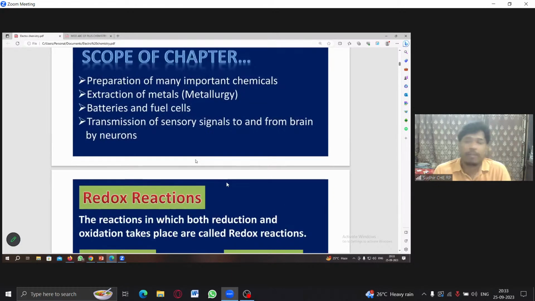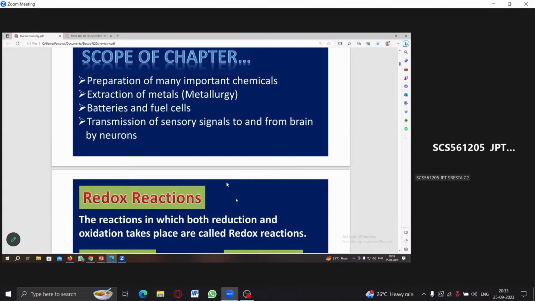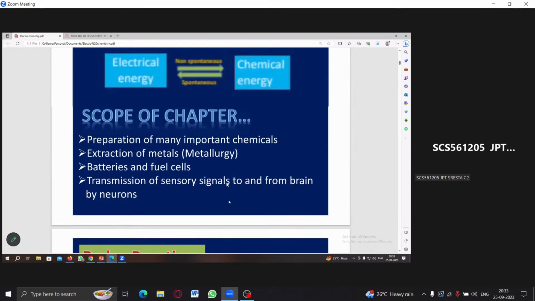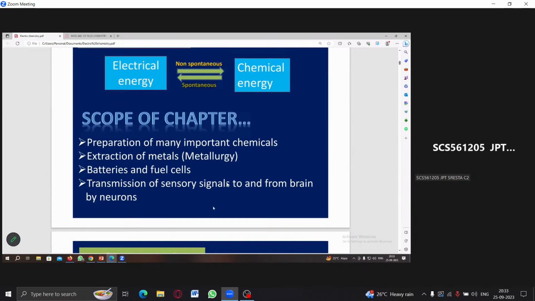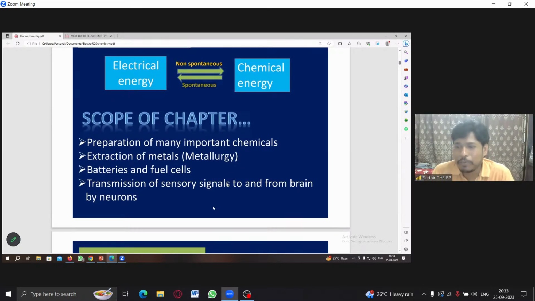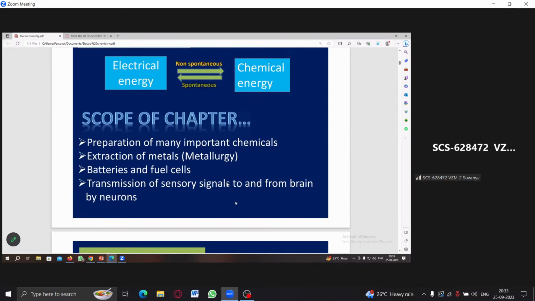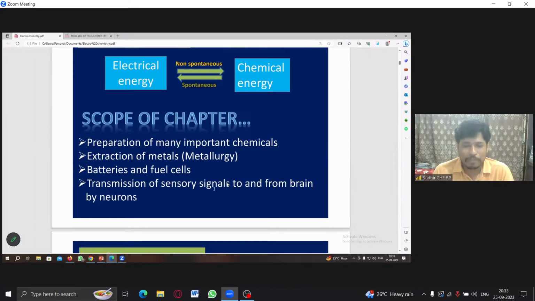Can any one of you tell me what is meant by a redox reaction? You can unmute and speak. It is a kind of discussion. Don't be quiet and don't be silent. Yes. The reaction which takes place with both reduction and oxidation, sir. Okay, very good. Only one student is responding. What about the remaining? Gain of electrons or loss of electrons is known as reduction. Okay, very good, ma. Fine.